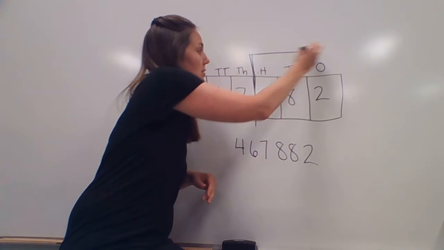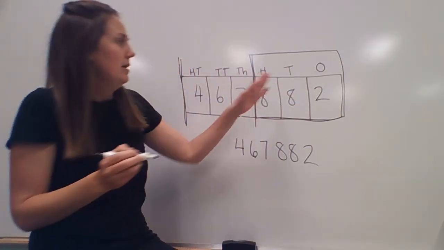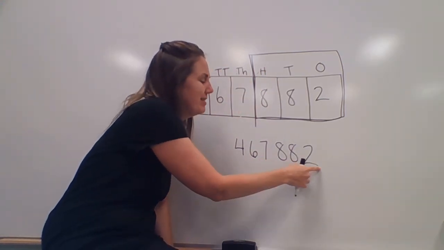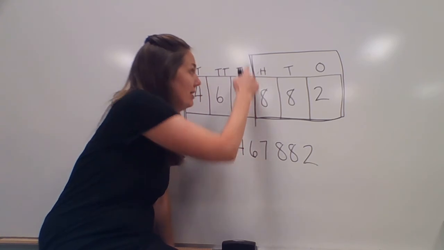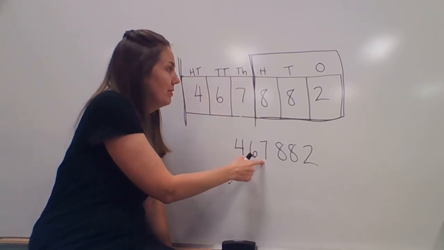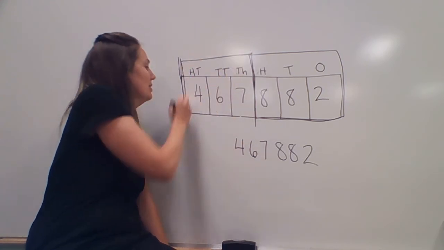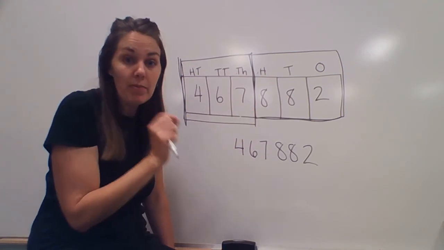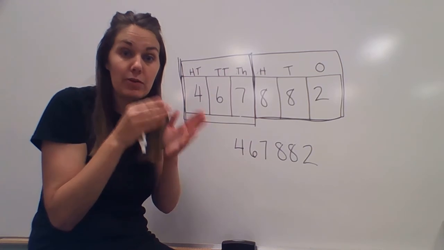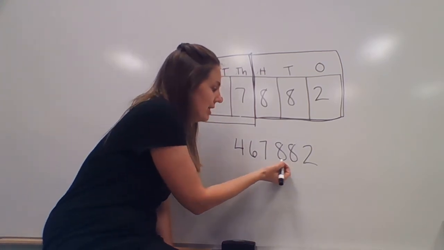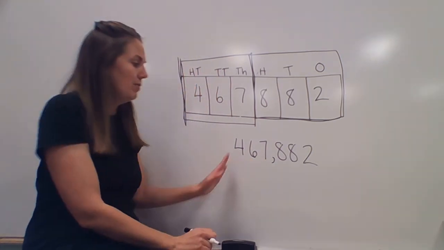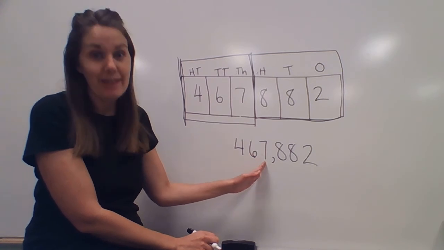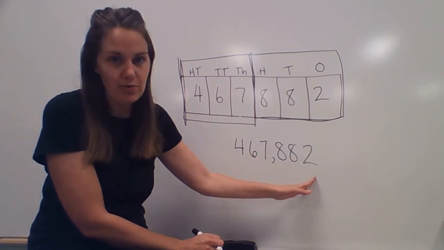So the first period, the one period that I have, it has ones, tens, and hundreds. So I'm going to say ones, tens, and hundreds. And then I'm going to move on to the next period, which would be thousands, 10,000s, 100,000s. So that's the next period. So in between the hundreds and thousands is where my comma is going to come to show that we have completed one period. So I have 2, 8, 8. My comma would go here. So we would have 467,882.